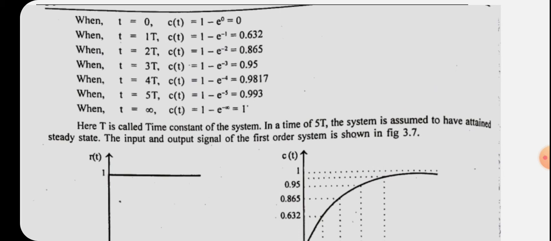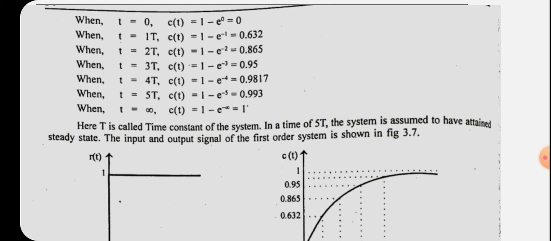Again, you can substitute other values such as 2T, 3T, etc., and you will get different values. At t equal to 5T, you can find that its value is 0.993, and after that it will be in the same range of values. That means at t equal to 5T, the system attains steady state.